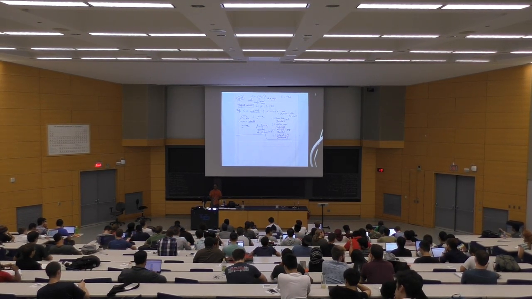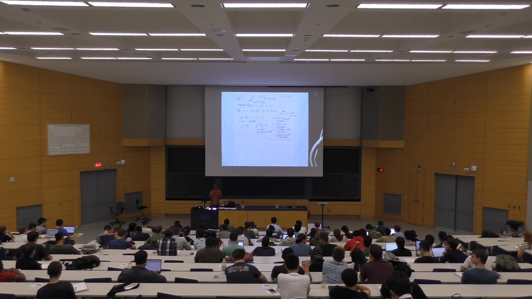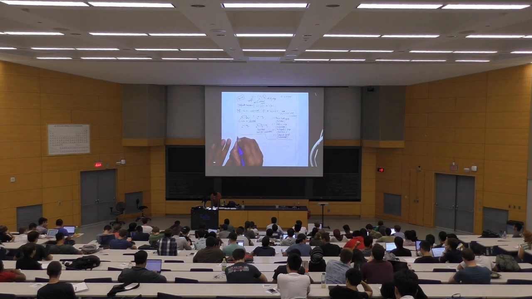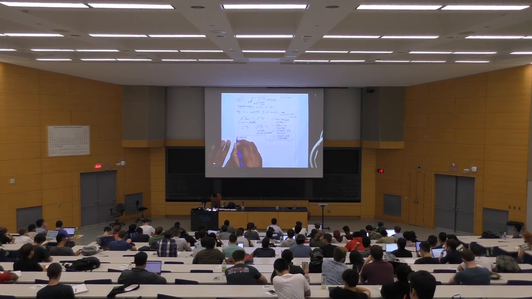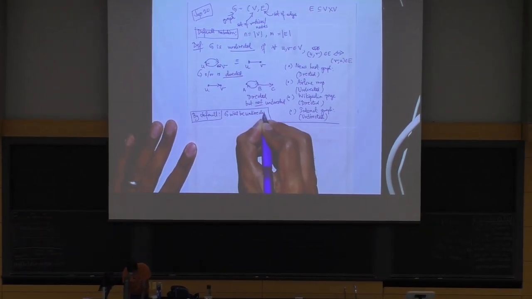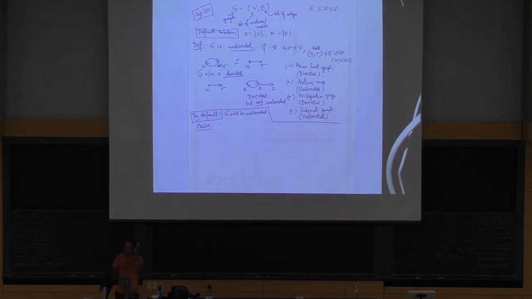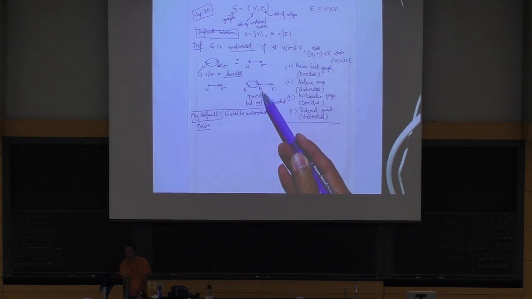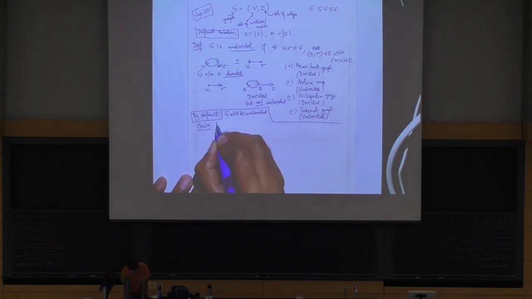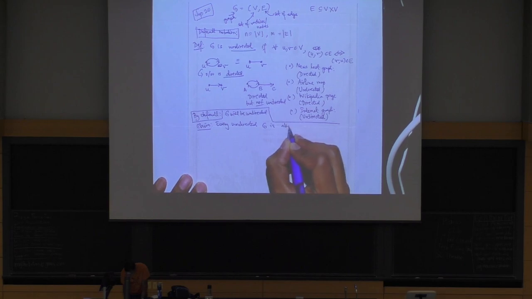Are there any questions on directed versus undirected? Okay, so by default in this course, unless it's mentioned otherwise, G will be undirected. Note, the way we have defined things, undirected is a much stronger condition than directed. In other words, every undirected graph is a directed graph, but not every directed graph is an undirected graph. So every undirected graph G is also directed.